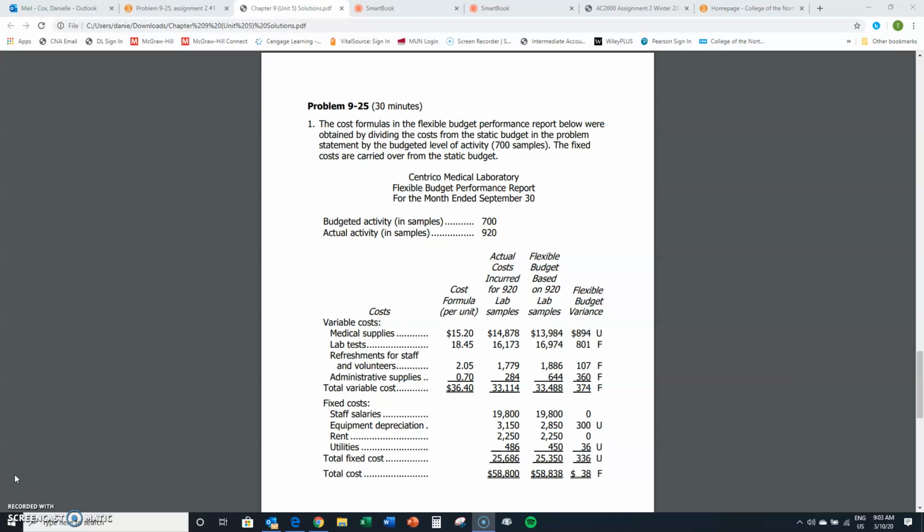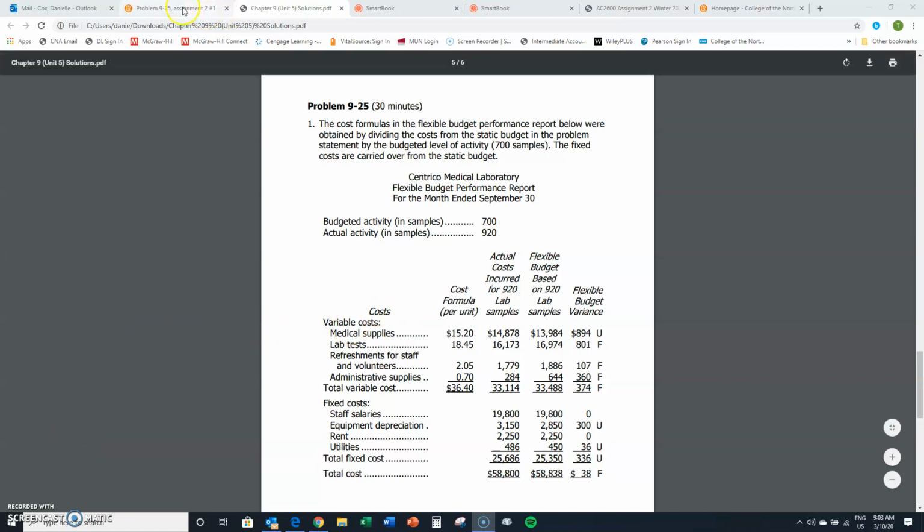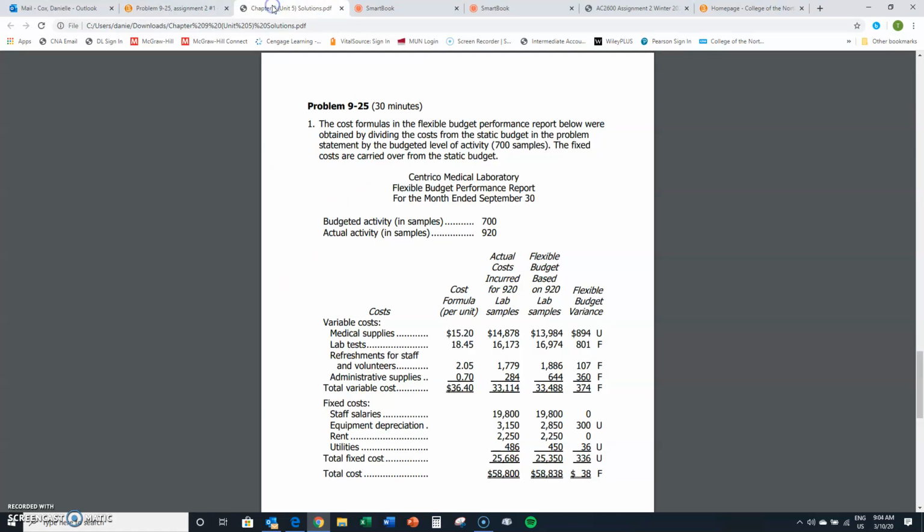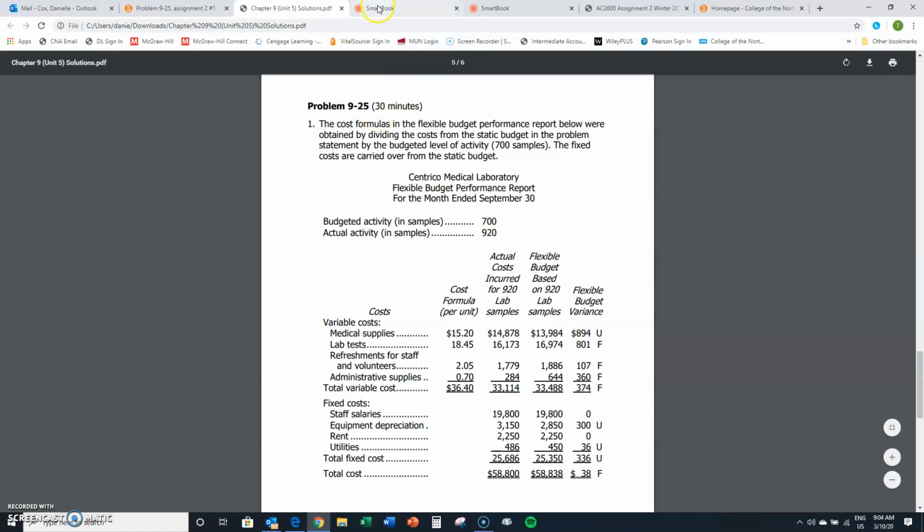Hello, everybody. I had a student post on the discussion board about problem 9-25 in your textbook, and how that relates to question number 1 on the second assignment. So let's look at the question in the book.